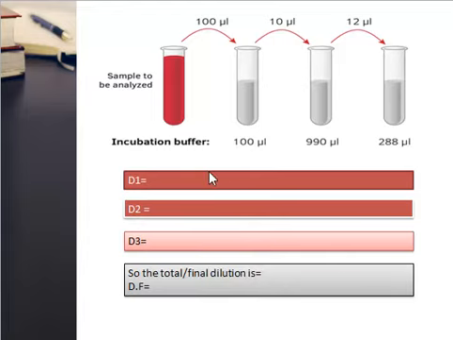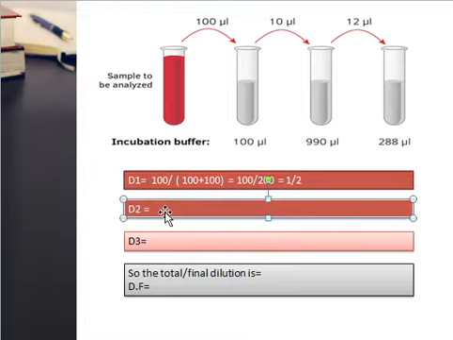If we want to calculate the dilution of tube 1, applying the dilution formula, the volume to be diluted from the sample, which means 100, over the total volume, the sum of sample volume and diluent volume, which means 100 plus 100. This equals 100 over 200, which equals 1/2.